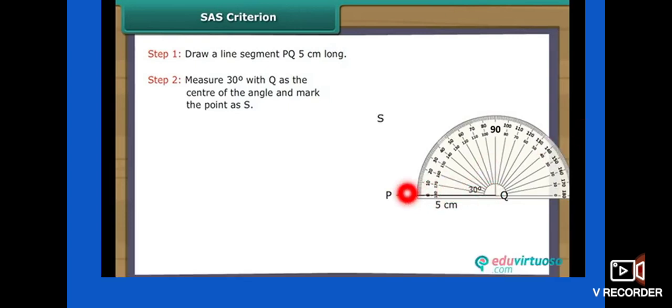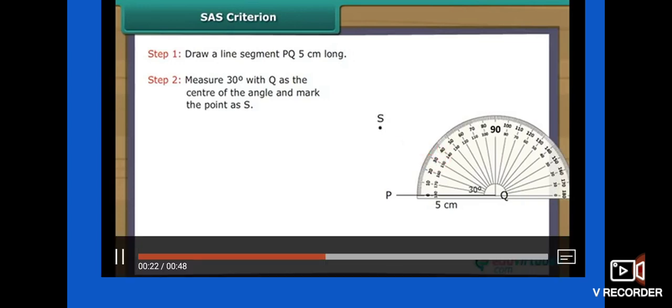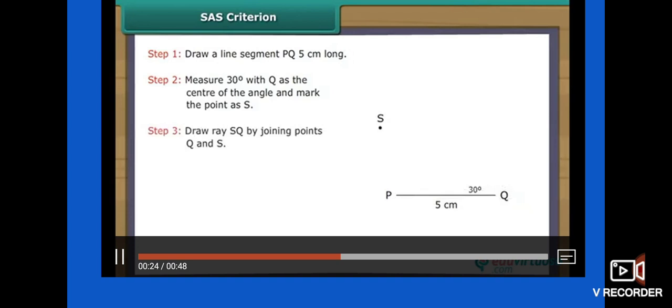Listen, this is the baseline. So you start from here: 10, 20, 30. 30 degree. Then mark a point here. Above 30 degree you can mark a point. The point is S. Then draw a line joining Q and S like this. Q and S. You join these two lines.